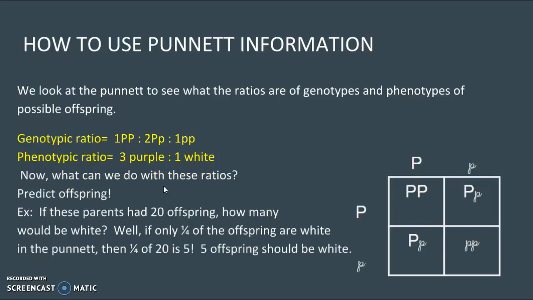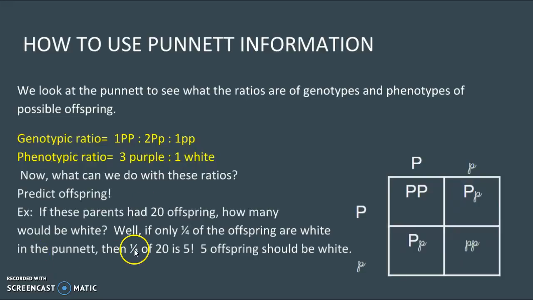Now, what can we do with these ratios? We're almost finished. We can actually predict offspring. We do a Punnett square so that we can predict the probabilities of what two parents' kids will look like. For example, if these parents, big P little p times big P little p, had 20 offspring, these are pea plants, so they could easily have 20 little baby peas, how many would be white? You use the number 20, and you look at your Punnett square or your ratios, and you say, well, the ratio is 3 to 1. So that means 1 out of 4 are white.